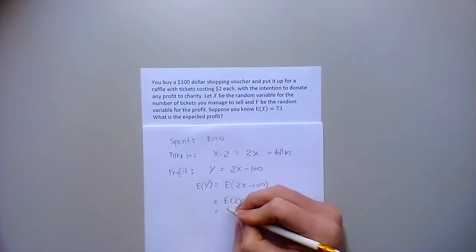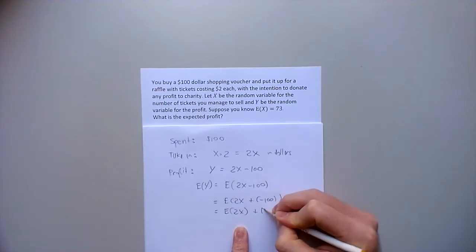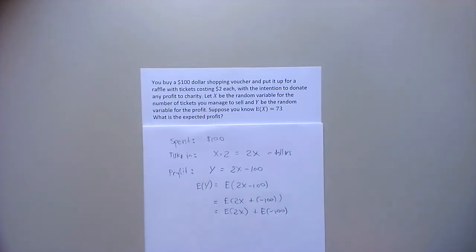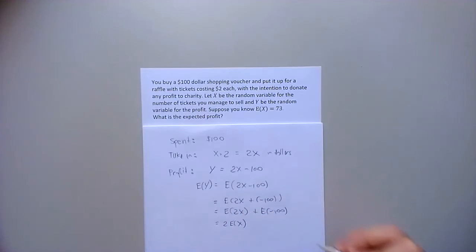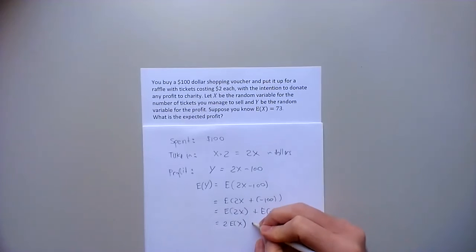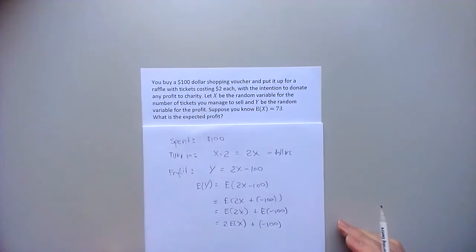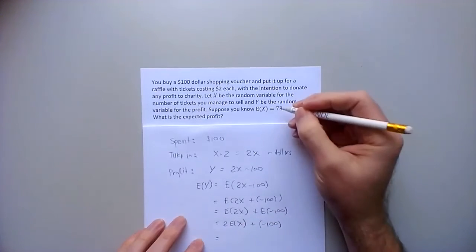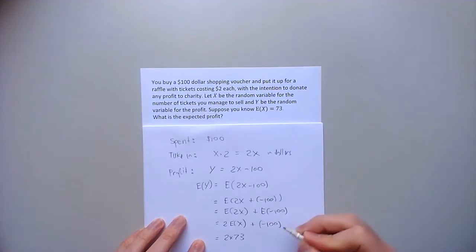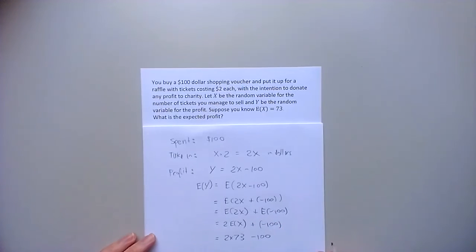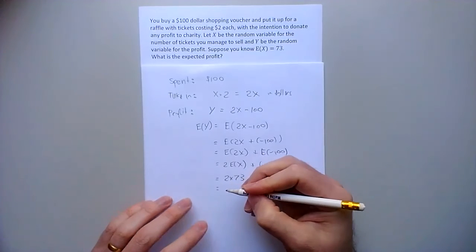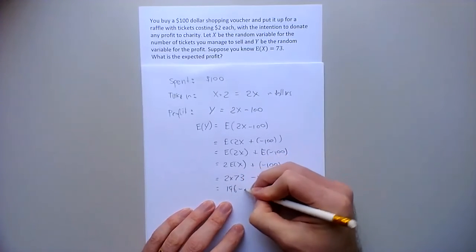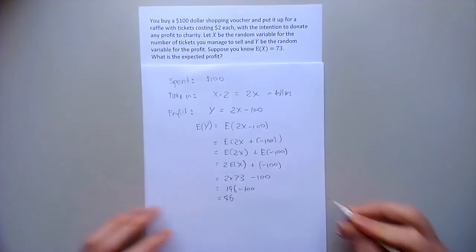And I know that when you do addition, the expected value can happen separately. Okay, and when you multiply by a constant, then that does the same thing to the expected value, so I can do that. And the expected value of a constant is exactly just that constant, because it's always $100 every time this thing happens. Okay, and then the expected value of X was 73, so 2 times 73 minus 100. So 2 times 70 would be 140, so 146 minus 100, which is 46.